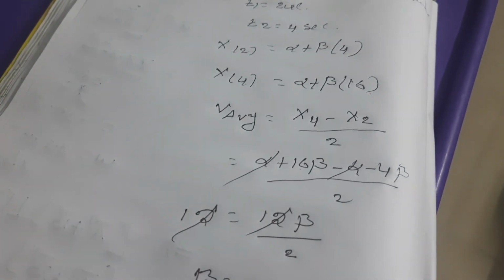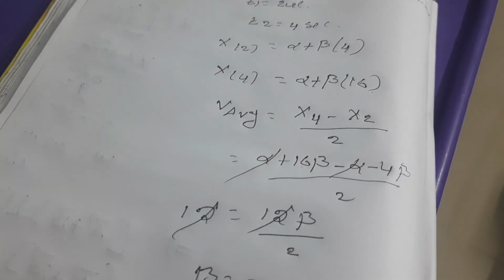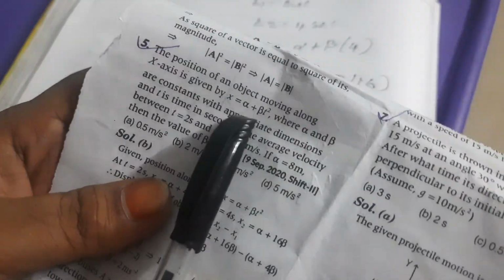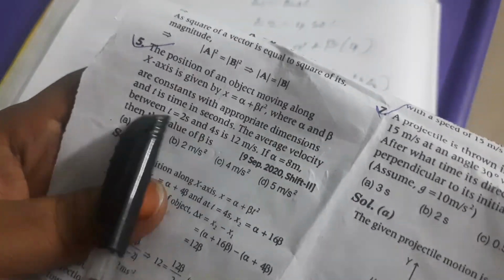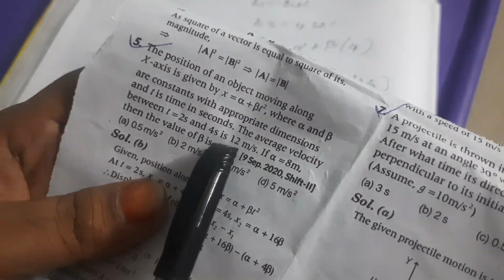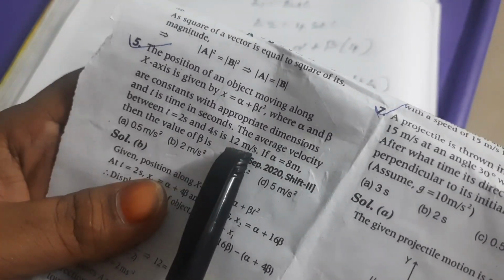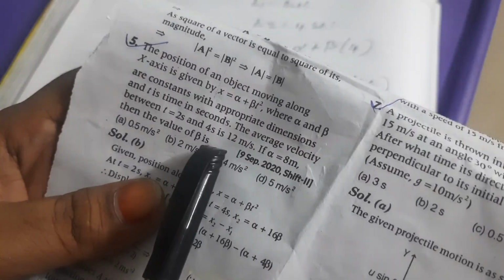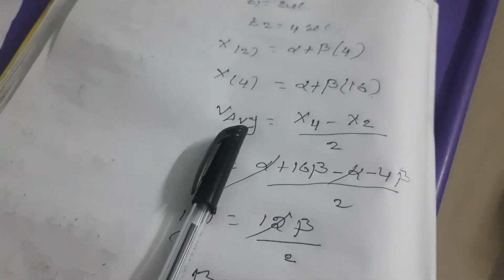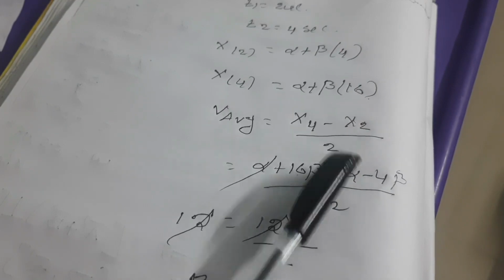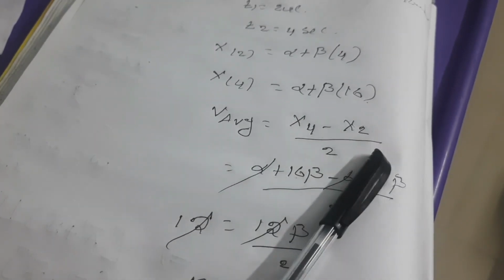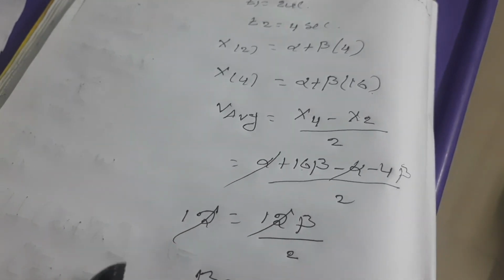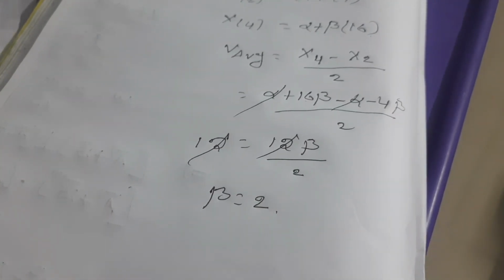So once again, look at this question. They have given the position of the particle as x equals alpha plus beta t square, and the timings 2 seconds and 4 seconds. Average velocity is 12 meters per second. They have given the alpha value but it is of no use here; we have to find beta. The simple formula we use is average velocity equals displacement by time. Displacement at 4 seconds minus displacement at 2 seconds, divided by 2. After simplification, beta equals 2.